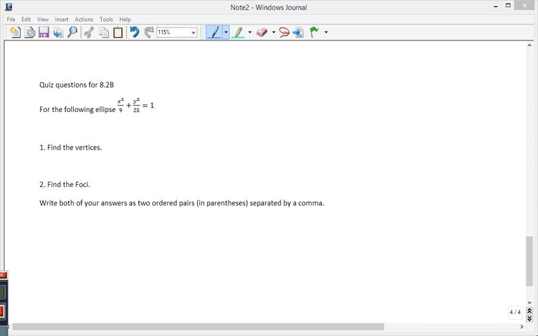Here's the quiz question for this video. So there's the ellipse. You notice that the larger number is under the y squared, so it will be going up and down lengthwise. I want you to tell me the vertices and the foci. I want them in ordered pairs, so they'll be in parentheses with the comma, and just put a comma between them. Don't put any spaces in there anywhere for the quiz.